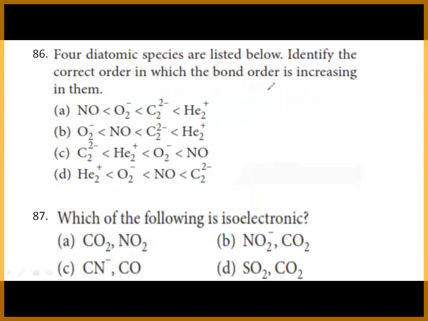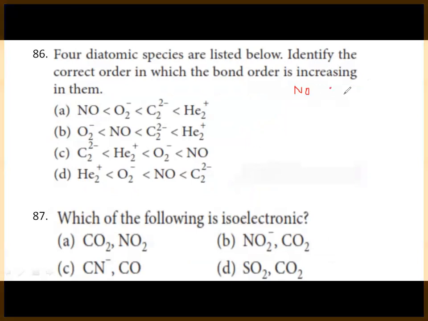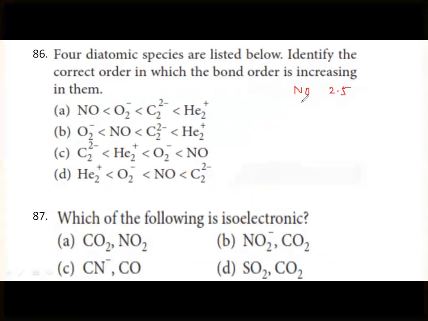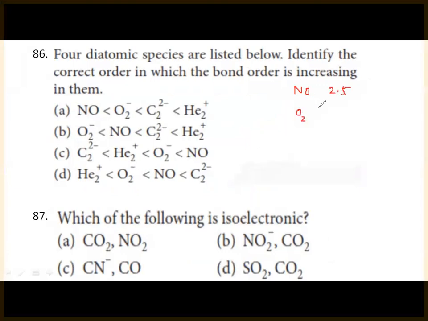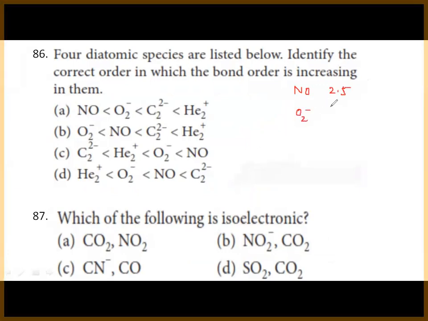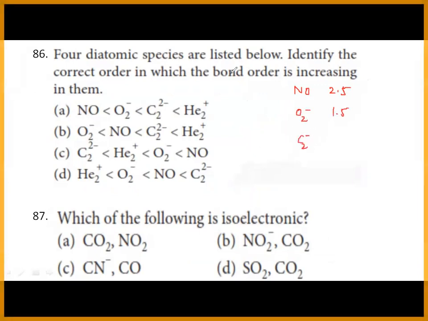We have seen the bond order of NO. It is 2.5. The bond order of O2 minus is 1.5. Bond order of C2 minus 2: we have not seen this molecule. Carbon atomic number is 6, so 12 plus 2 means 14 electrons.